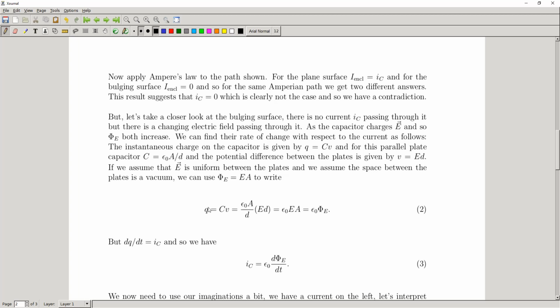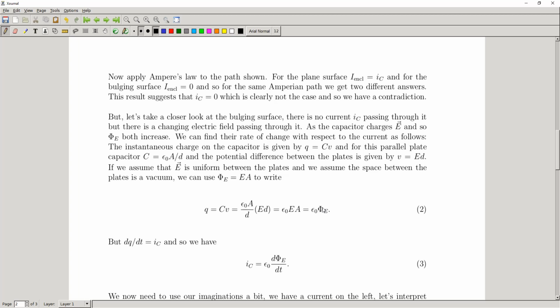So let's start off by writing out the charge on our capacitor in terms of C and V here. We can then substitute in for C and V with the expressions that we have here. If we do that and clean it up, we end up with epsilon naught times the magnitude of our electric field times the area of our capacitor plate, and replace the EA here with the electric flux. Then we end up with this expression here. So basically we have Q is equal to epsilon naught times our electric flux. But we know that the time derivative of Q has to be equal to our IC, right?